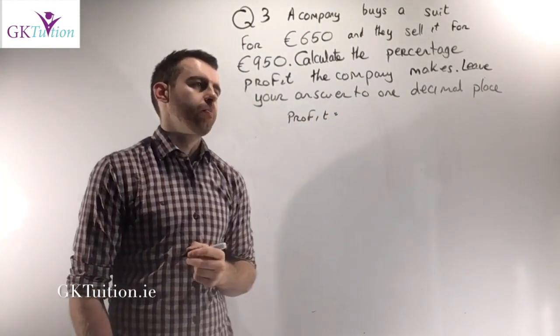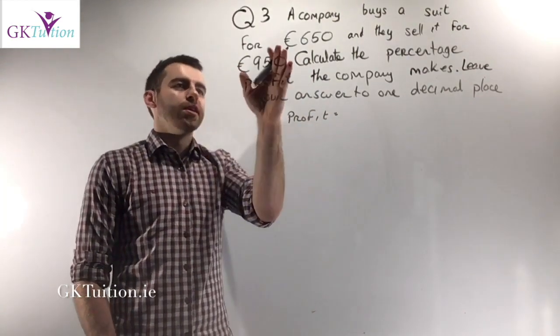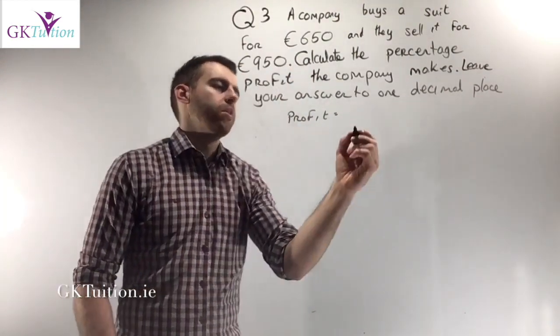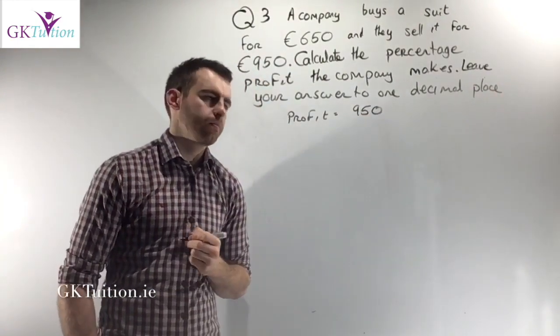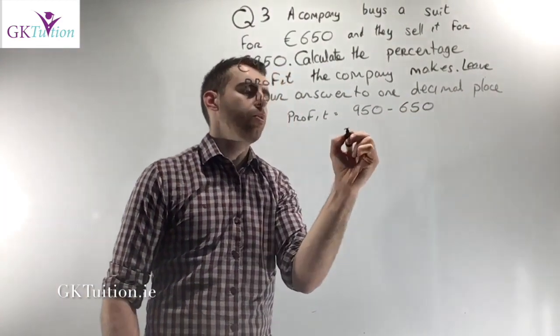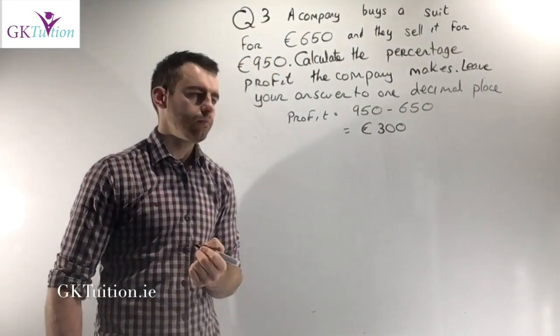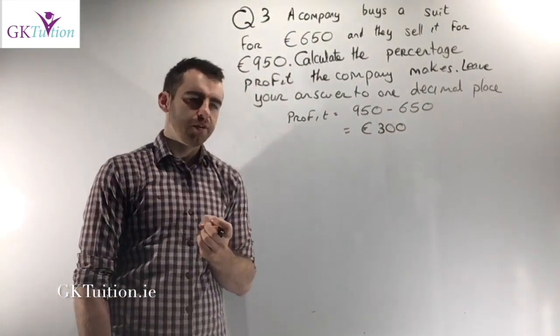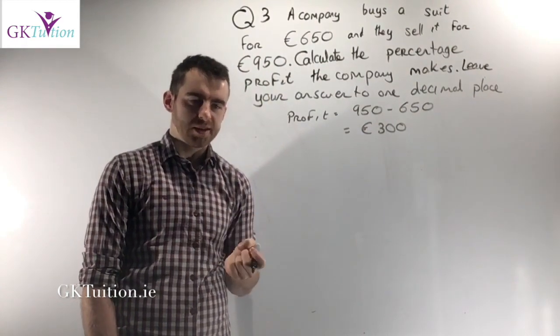on this suit. To work out the profit, it's obviously the amount that they charge minus the amount that they paid for it. The company are going to charge customers €950 to buy the suit, whereas it only cost them €650 to buy the suit, which means the profit they make on each suit is €300. I can use this €300 to work out the percentage profit that the company makes.